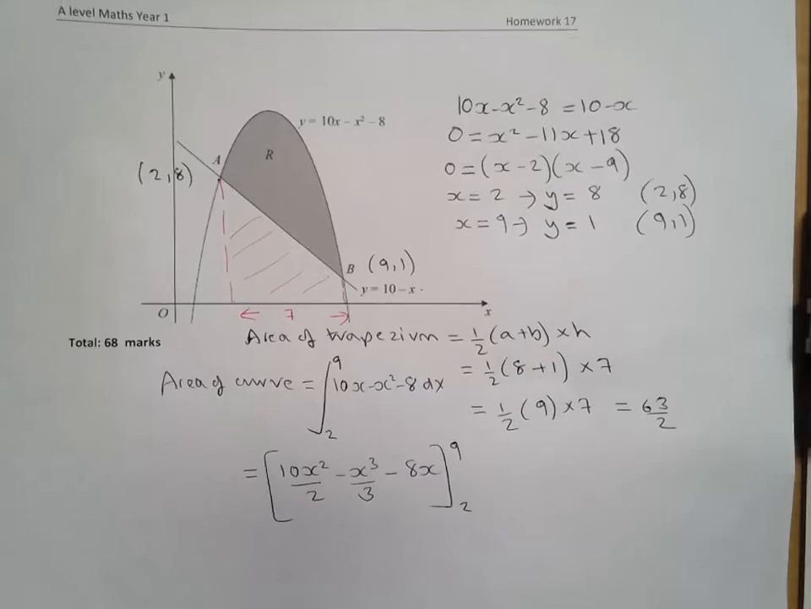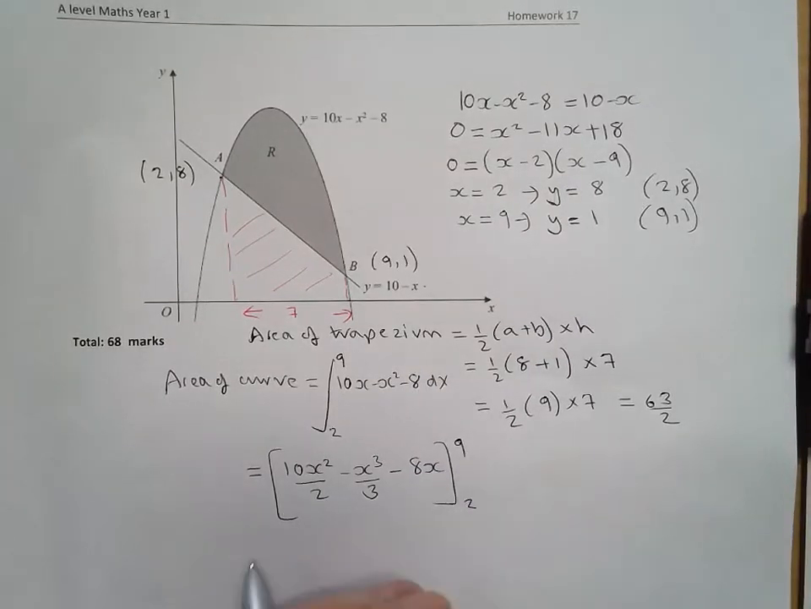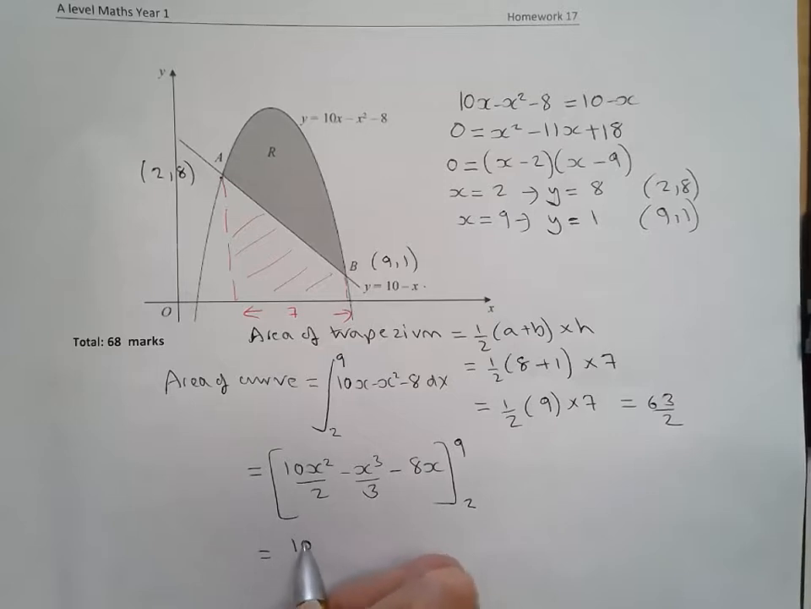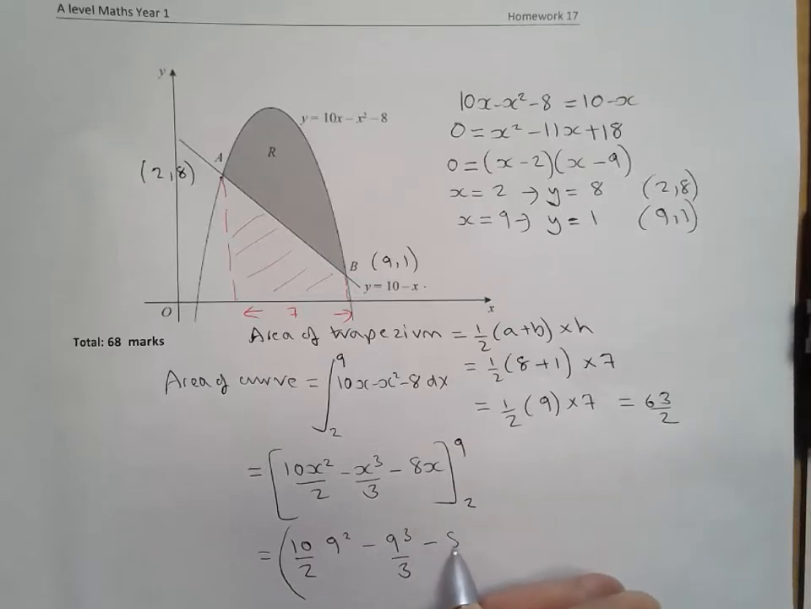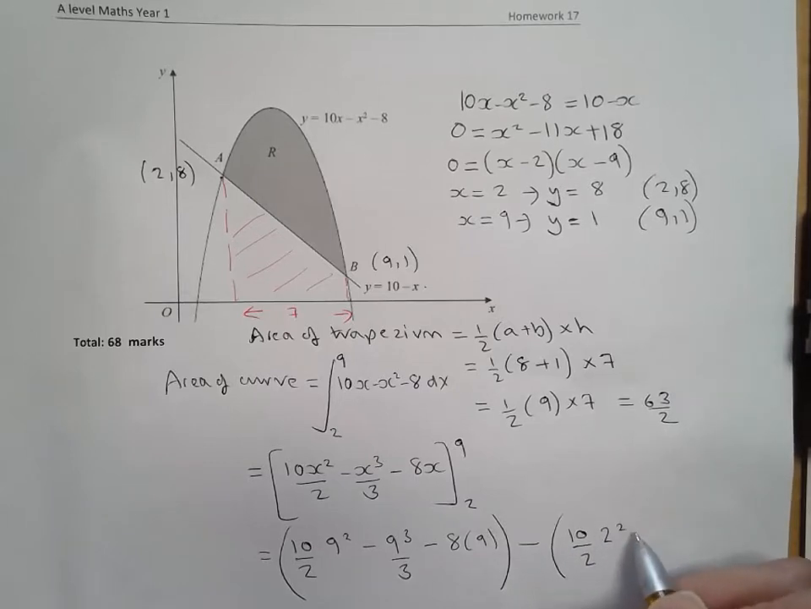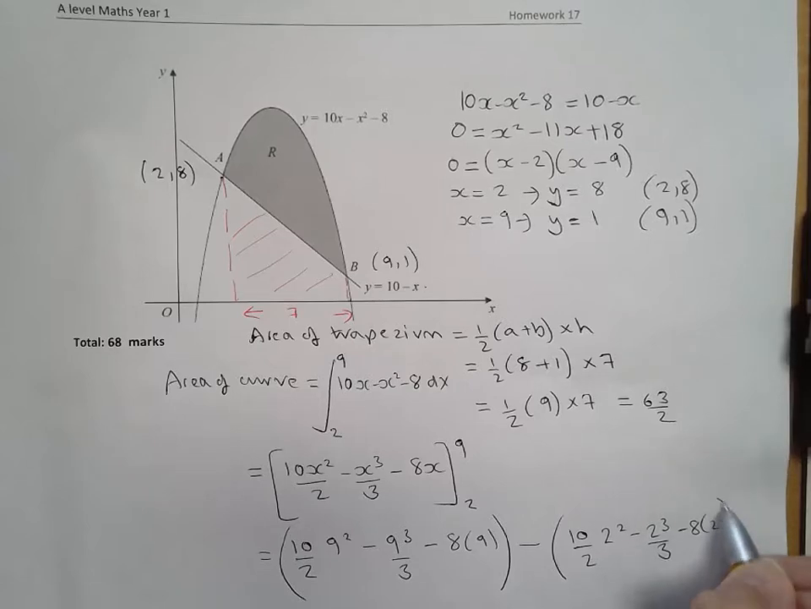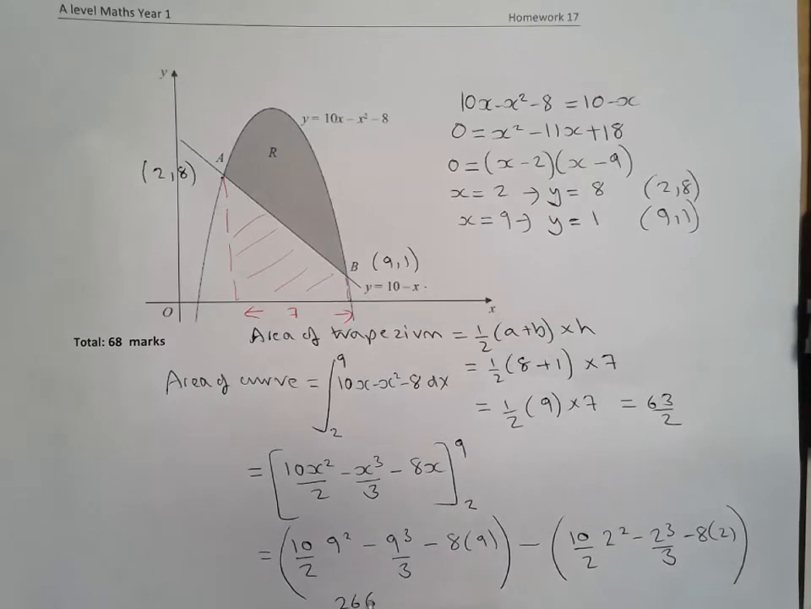So I've got to remember something here, that when I put my limits in, I put my upper limit in first, and then I take away my lower limit. And when I do all that on my calculator, I get 266 over 3.